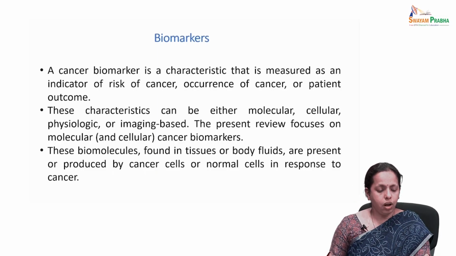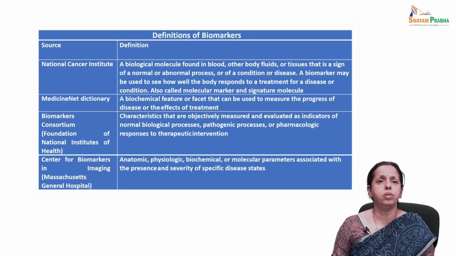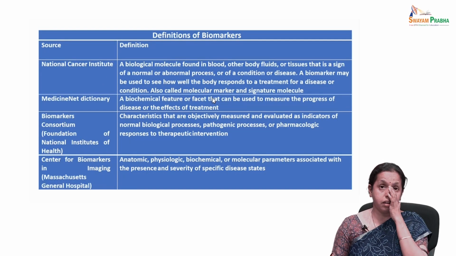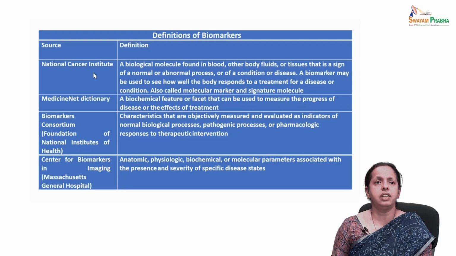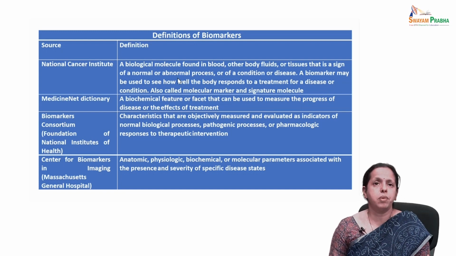Yes. Now, these biomarkers are found in tissues or body fluids and are produced by cancer cells or normal cells in response to cancer. This is all your typical biomarker definition. From the National Cancer Institute, it says that a biomarker is found in blood or other body fluids or tissue that is a sign of a normal or an abnormal process.